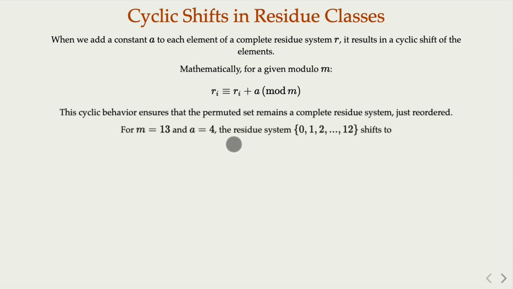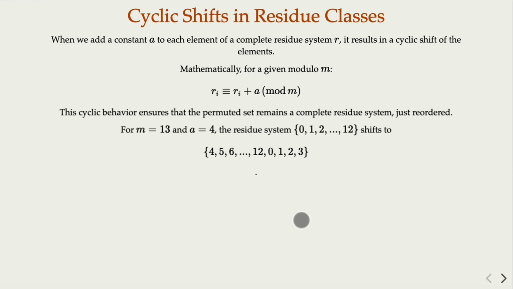Now, for example, m equals 13, a equals 4, we add 4 to it, right? So 0 becomes 4, 1 becomes 5, this becomes 6. So it's kind of a shift, right? And of course, when you shift 0 to 4, and this one, you add 4, it becomes 16, mod 13, that's 3. So this is shifted to 3, right? This is called a cyclic shift, right? So here, 0, 1, 2 is shifted here, and then 4 to 12, okay? So that's an important property.